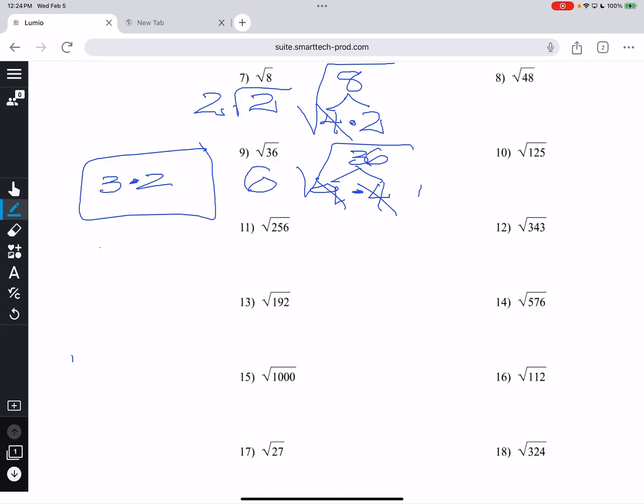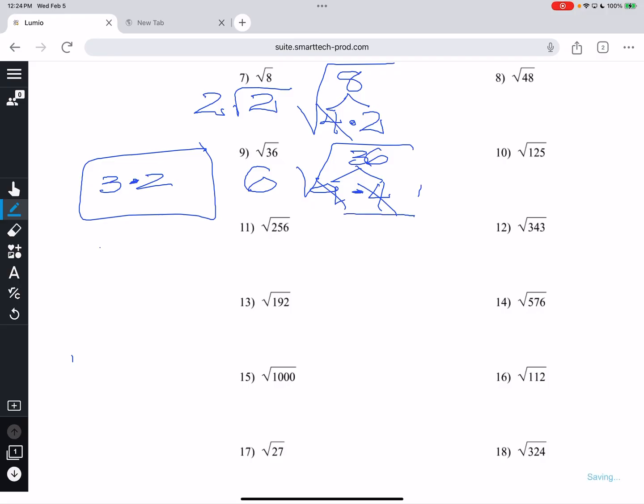So, divisibility rules. 2 would go into it. Will 3? No. Because 2 plus 5 is 7. 7 plus 6 is 13. 3 won't go, therefore 6 won't go. Would 4 go into it? 4 will go. 9 won't go. 10 won't go. 5 won't go.